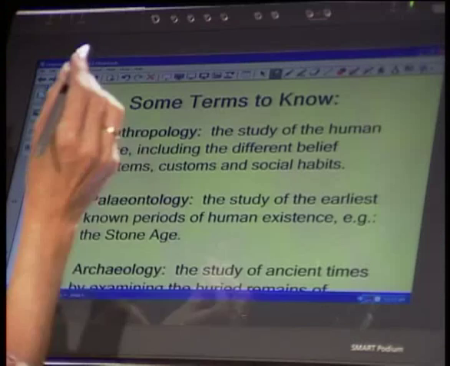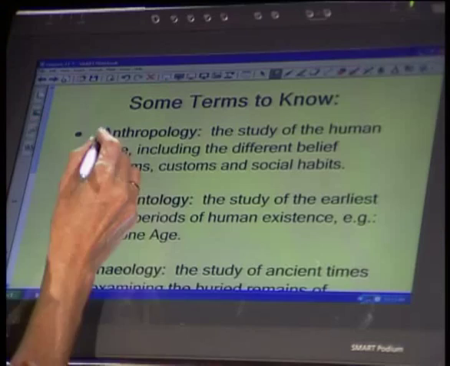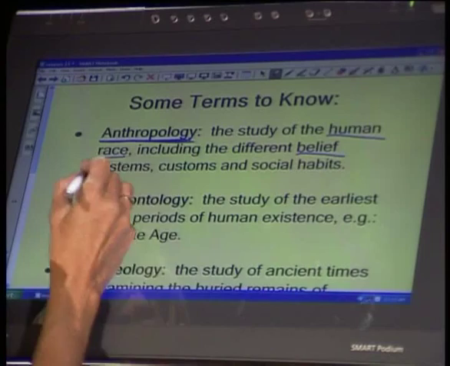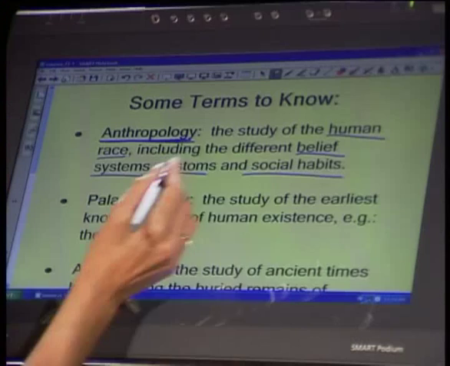Okay, some terms to know. These terms I've given you are in your X sheets, people. You have to look at your X sheets and learn those definitions. If you learn what I've put on those X sheets, I promise you you'll get 100% for evolution, or the section on diversity. So, first of all, anthropology. What is anthropology? It's the study of the human race, including the different belief systems, the customs, and the social behaviors. In other words, everything about us that makes us human beings and all our different little things that we like and that we do. So it's our different belief systems, customs, social habits, etc.